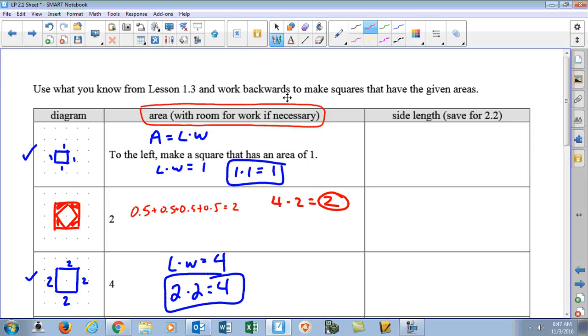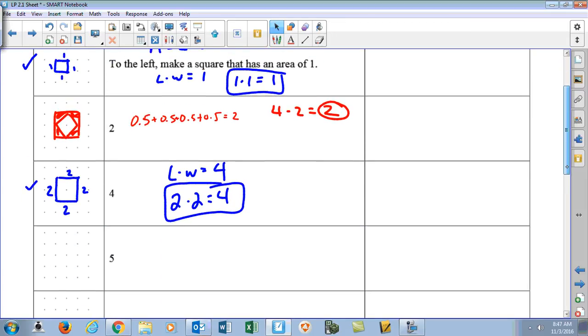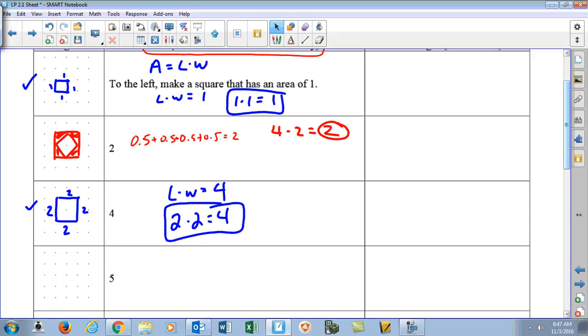All right, so we're going to end the lesson today on this. I want you to take the information that you've learned with the squares that have an area of 1, 2, and 4, and see what you can come up with for squares that have an area of 5. Because we know a whole number times itself does not go into 5 evenly, right? So the square is going to look more like this one than the first or the third one, right?